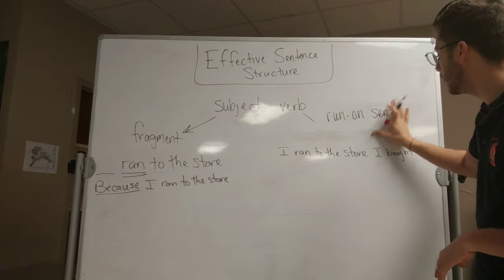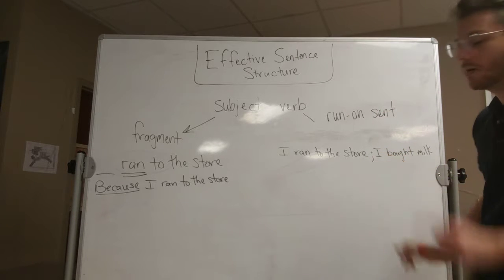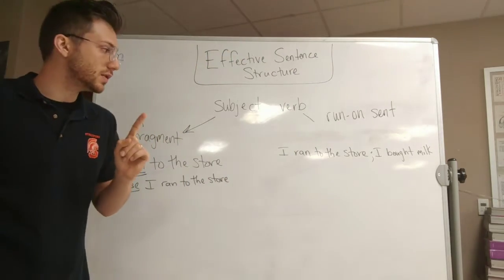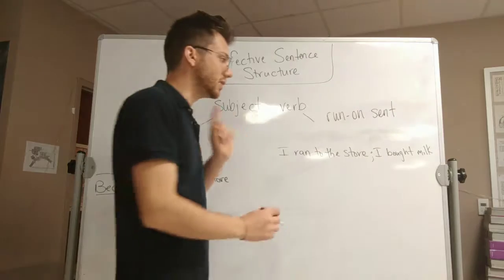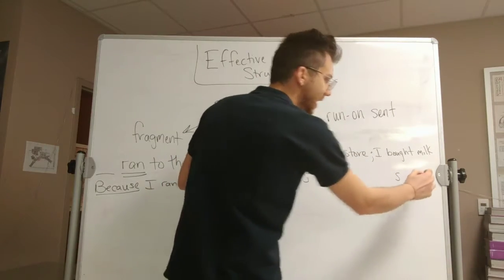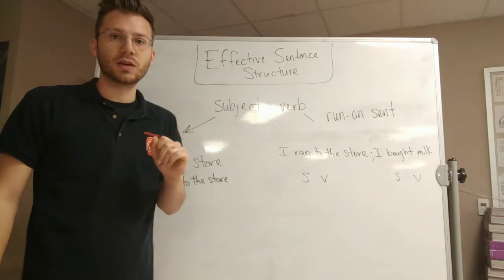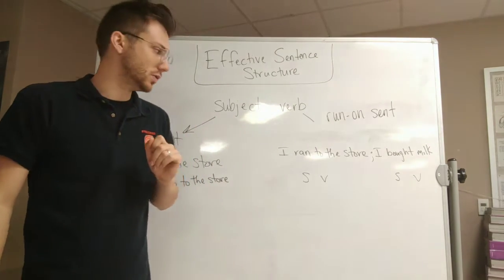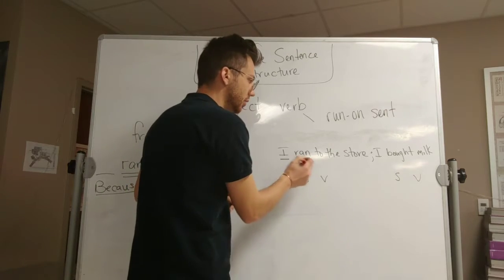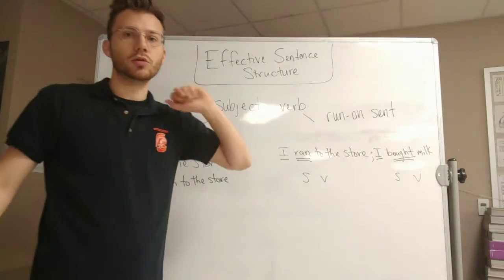Or finally, you can use a semicolon in the middle. But here's the important part. Anytime you use a semicolon, you have to make sure that you have a subject and a verb on both sides of the semicolon. If you don't have a subject and a verb on both sides of the semicolon, you cannot use this. Let's see if it works. I have a subject, I have a verb, I have a subject, I have a verb. In this case, a semicolon will work.